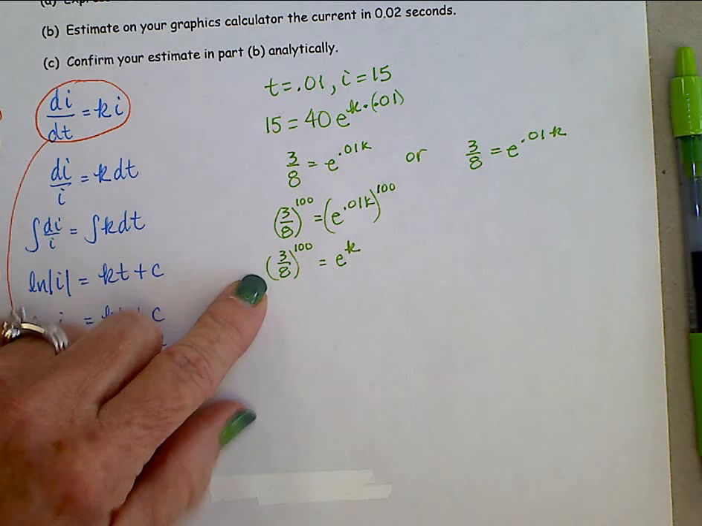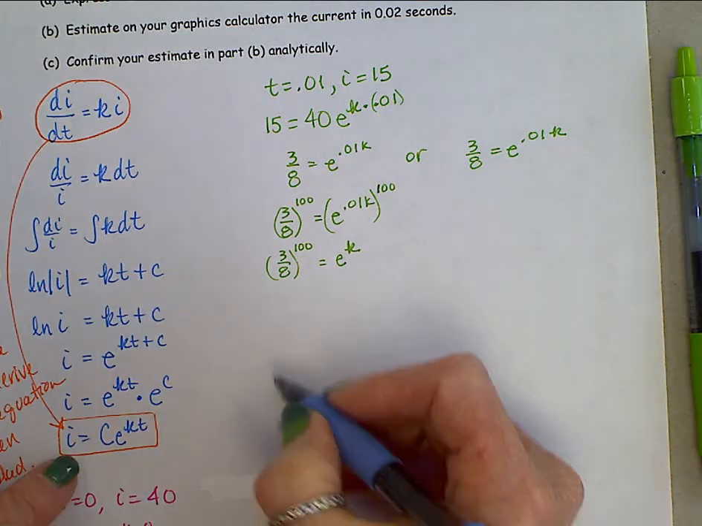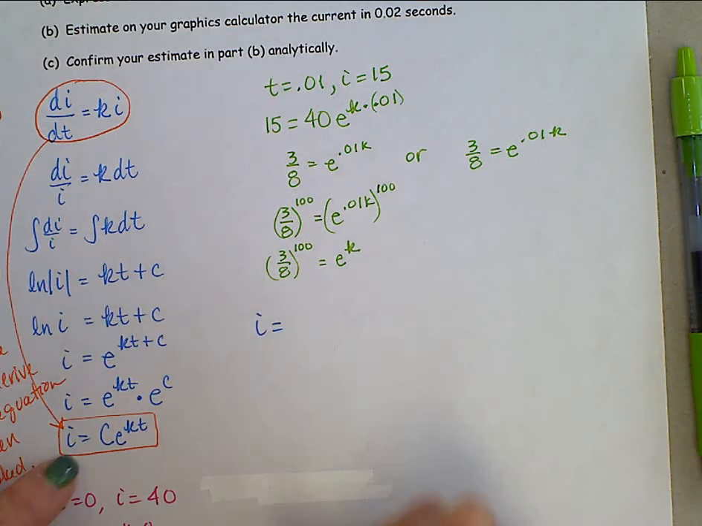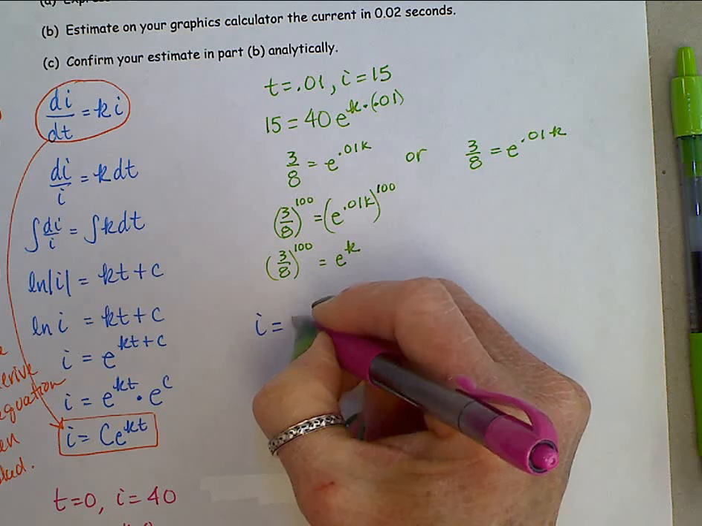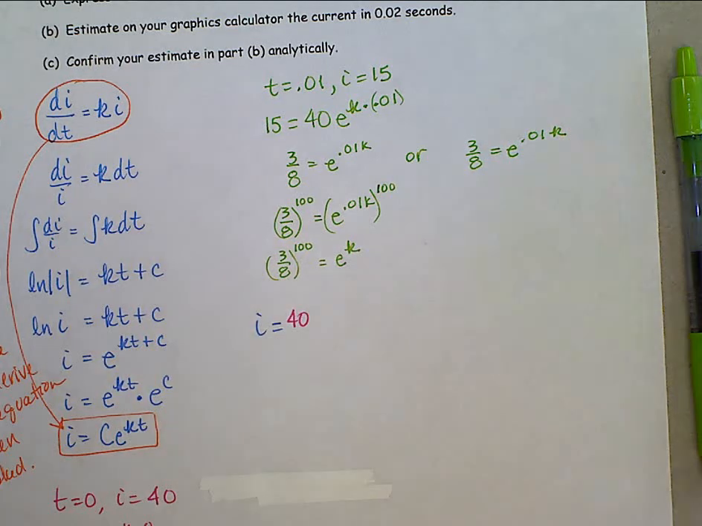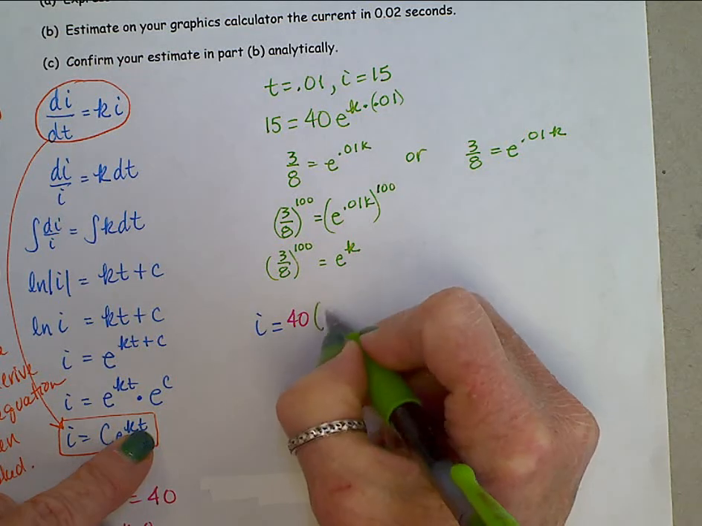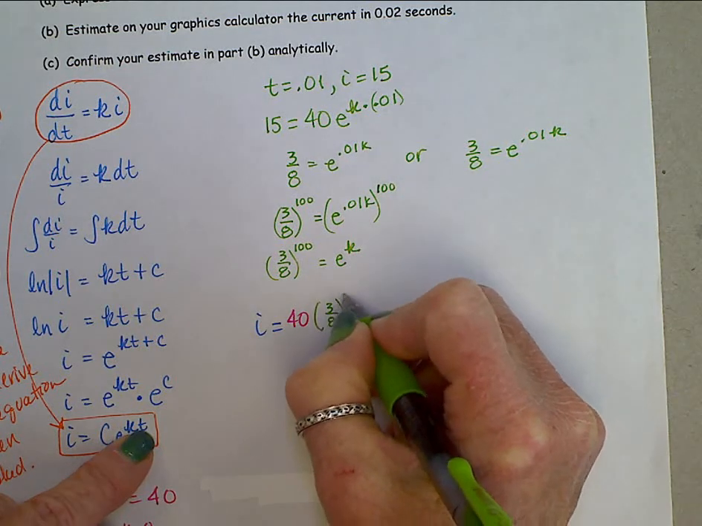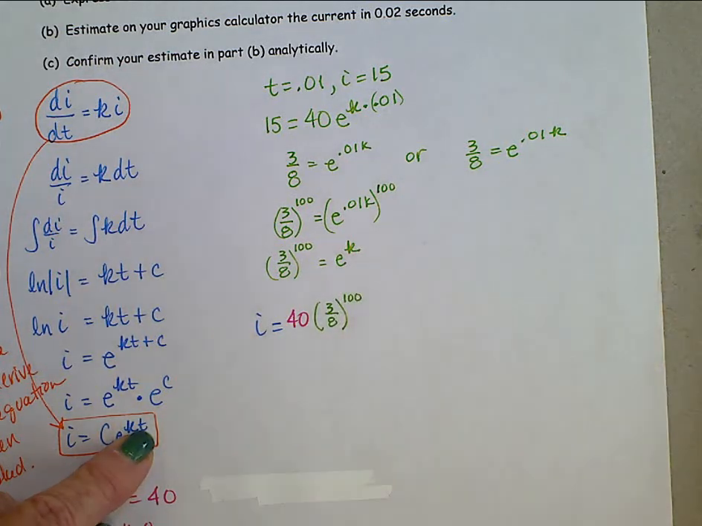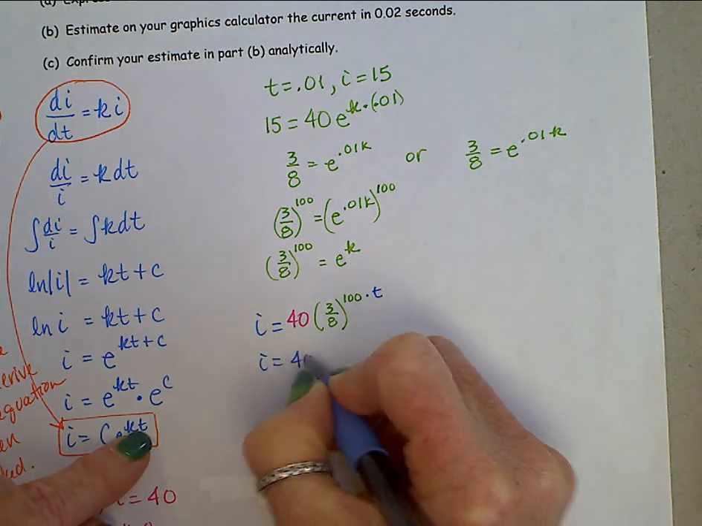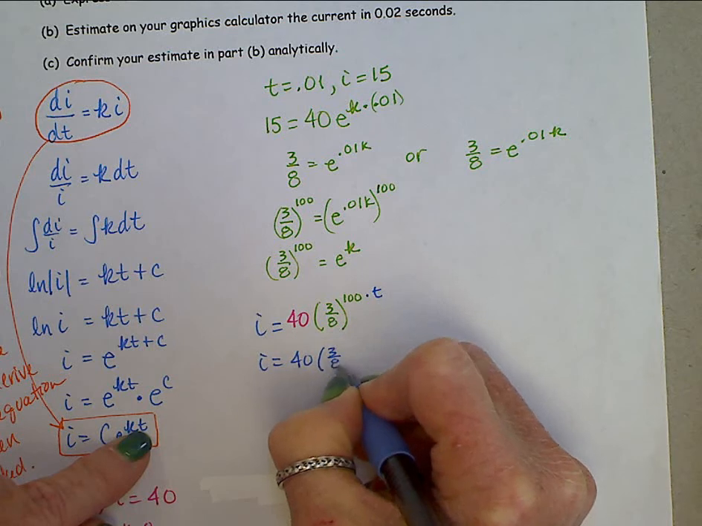Then your equation for I comes down to I equals C, 40. And then we're going to replace that e to the k with that 3/8 to the 100, and then to the t, or times t. So we end up with 40 times 3/8 to the 100t.